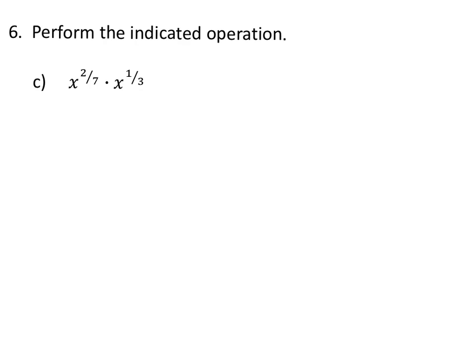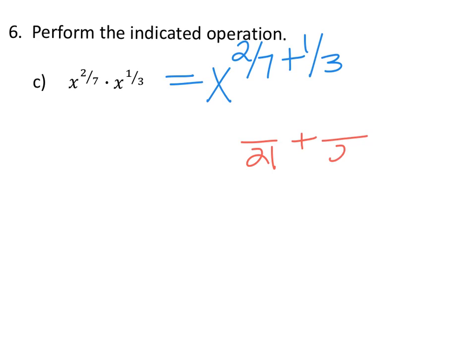For this problem, we need to add the exponents. So we're going to keep the base the same, and we're going to add 2/7 plus 1/3. When adding fractions, we need to make sure the denominator is the same, which in this case it isn't. We have a 7 and a 3. So we want to get common denominators. So let's change the denominator to 21 in both of them.